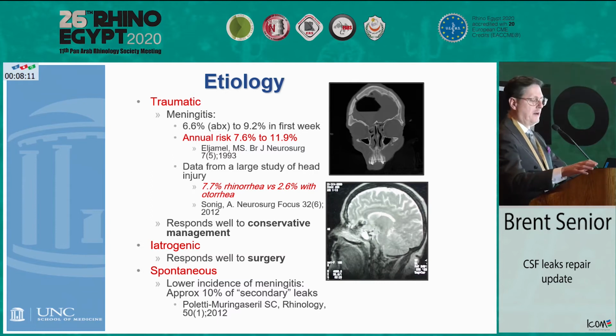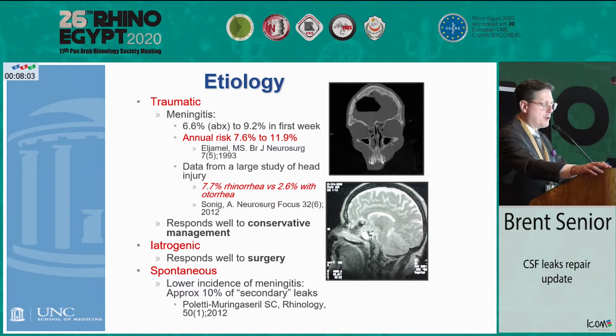Iatrogenic leaks, we don't know exactly the incidence of meningitis related to these, but we believe it's going to be approximate to what we see with a traumatic leak. I would argue that these leaks, once identified, should always be managed immediately with surgery. There's no role, in my opinion, to manage these patients conservatively with bed rest or with a lumbar drain. These patients need to be taken care of right away with surgery.